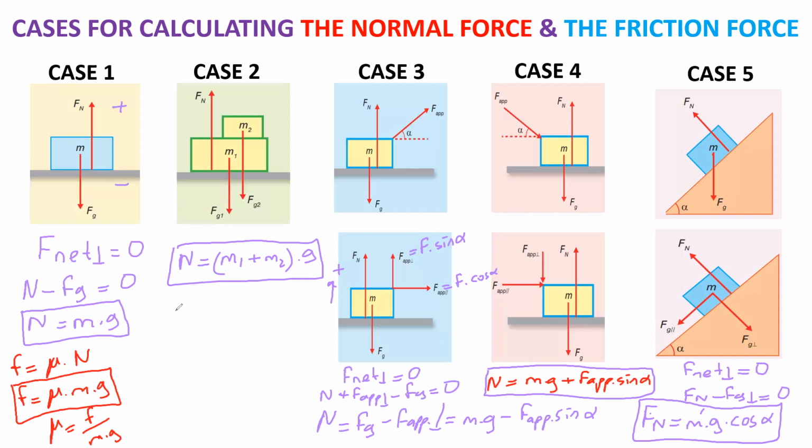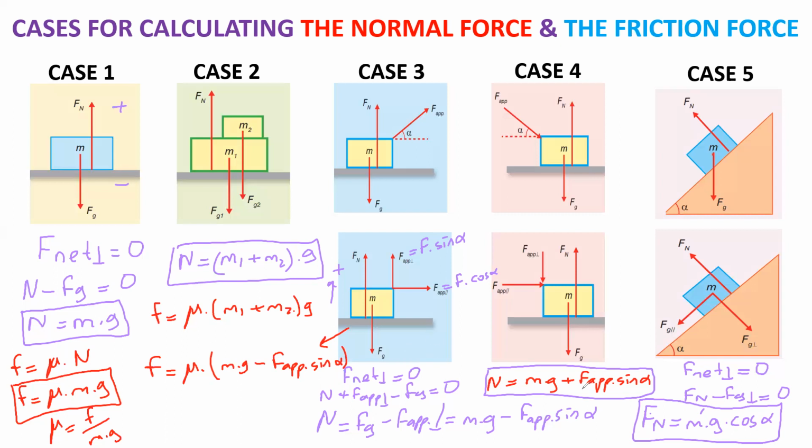So for this one, what's our friction force? Friction force is equal to coefficient times (m1 plus m2) times g. As you see, I'm writing here for normal force, so let me use this side for case 3, friction force. Friction force is equal to coefficient times what we have, mg minus F applied sine alpha. Okay, so this is my friction force for this system.